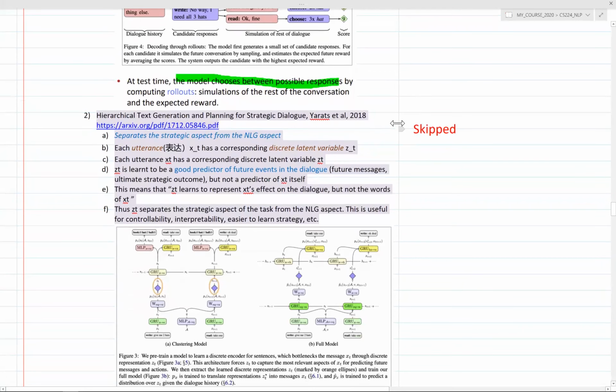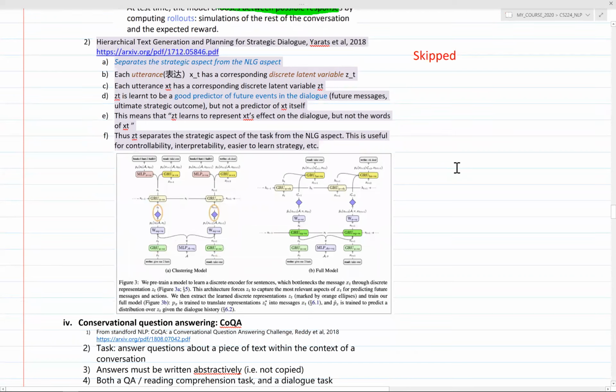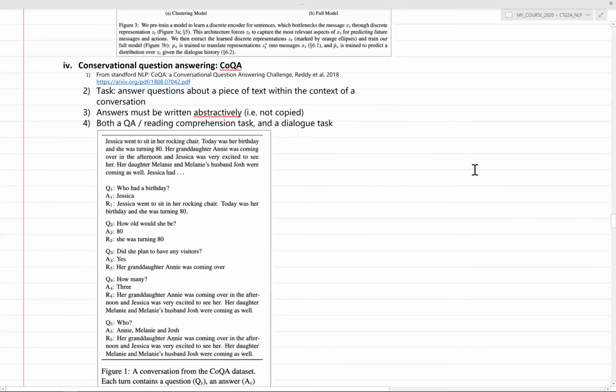So there's another hierarchical text generation technique, but it has been skipped in the lecture, and I haven't been able to look at the paper, so I don't think I understand everything here, so I'll just skip it too.